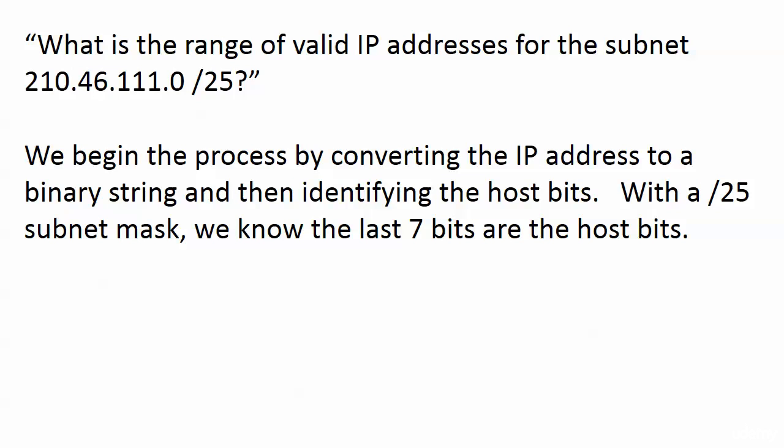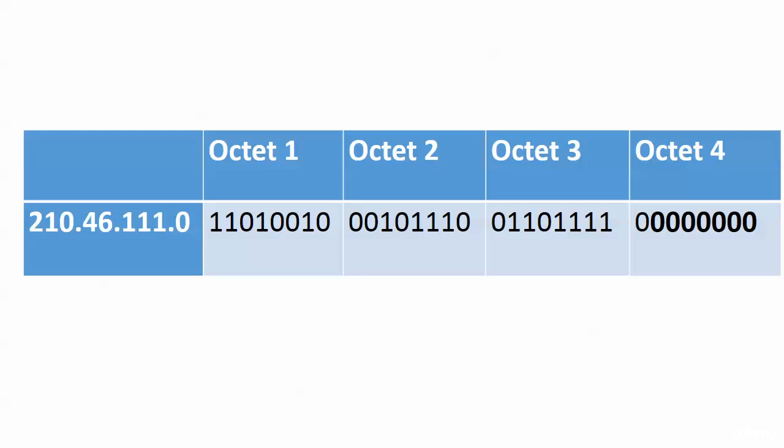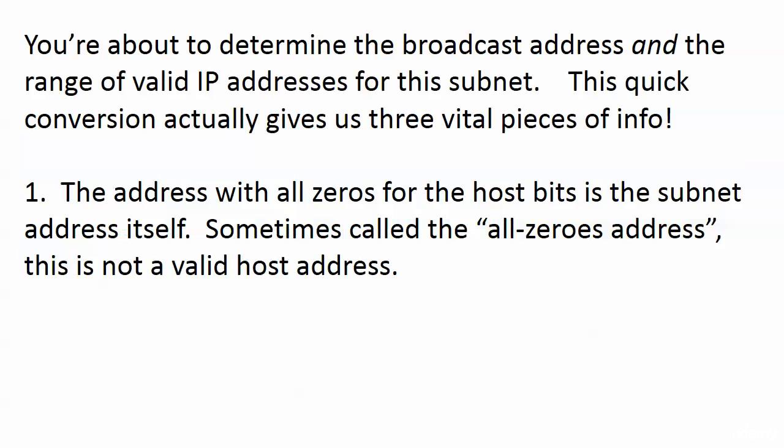So we simply begin the process by converting that IP address to a binary string, big surprise, I know, and then identifying the host bits. And with a /25 subnet mask, we know the deal. The last 7 bits are going to be the host bits. So those are the ones that I've bolded. Looks like an ooh at the end there, but it's just 7 zeros. So here's our address, 210.46.111.0/25, but here's that address written out and the host bits identified.